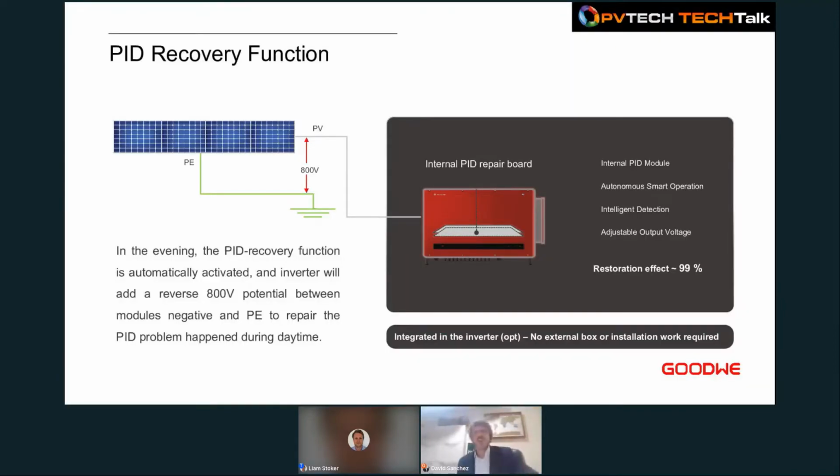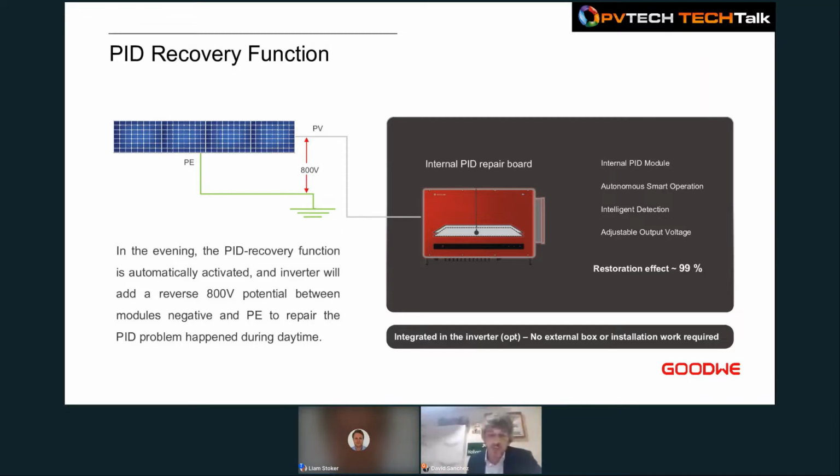PID recovery function, anti-PID function. So again, this is a very hot topic these days. Yes, most of the module manufacturers can guarantee PID-free modules. This is absolutely clear. But it's also true that many technical advisors, many funds, many customers are actually requesting the inverters to have a PID recovery function or anti-PID function, right? So again, this is quite important.